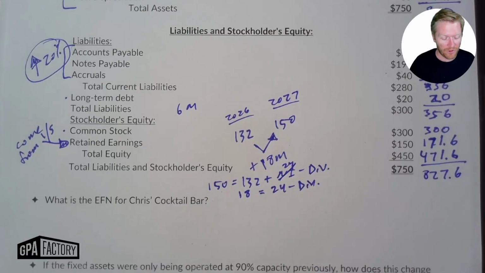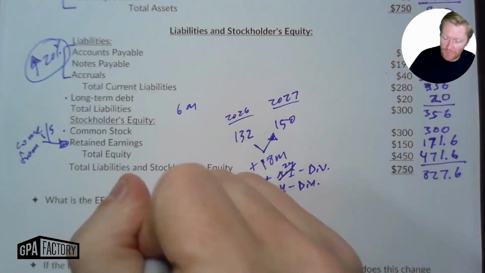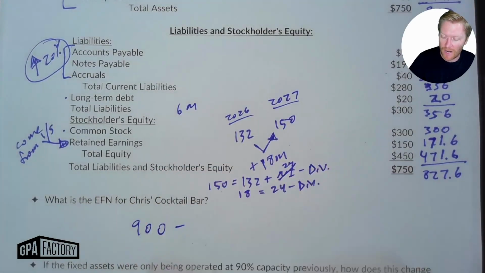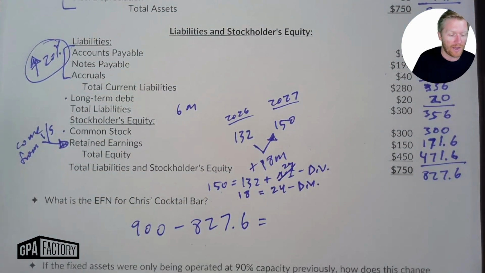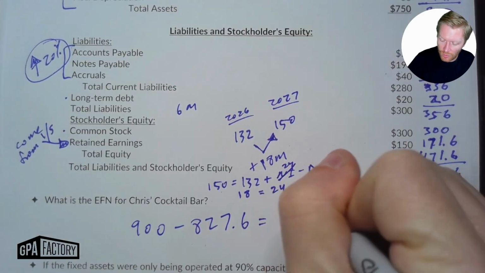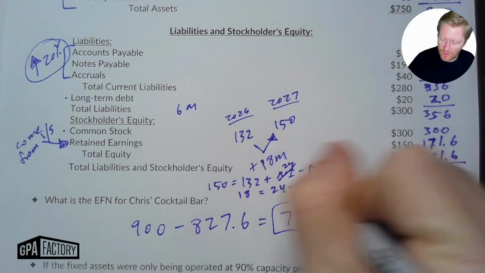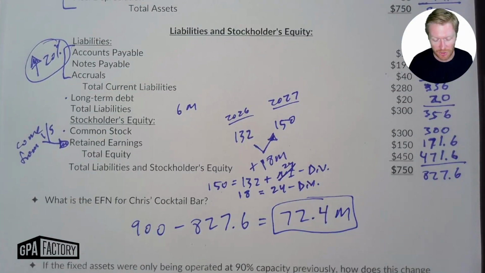So we've just gone through and created this income statement and balance sheet, and we see that our assets, 900, minus the 827.6, is going to be our additional or external funds needed, and we get $72.4 million. That means we need to go out and issue more debt, or maybe issue more shares of common stock for this company.